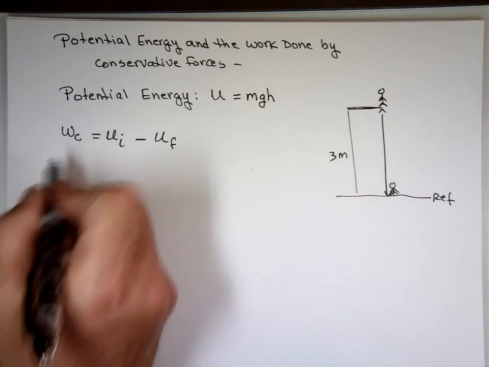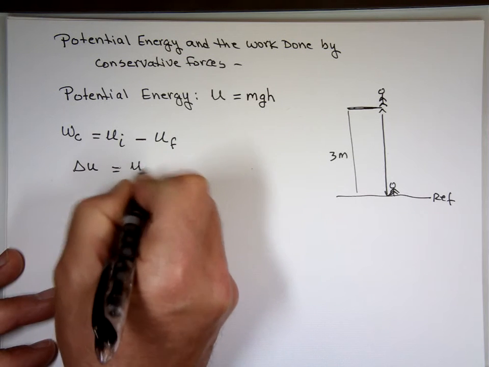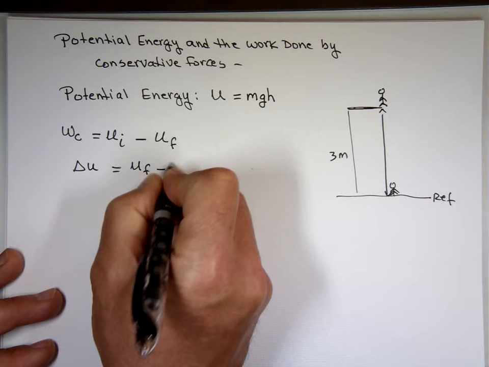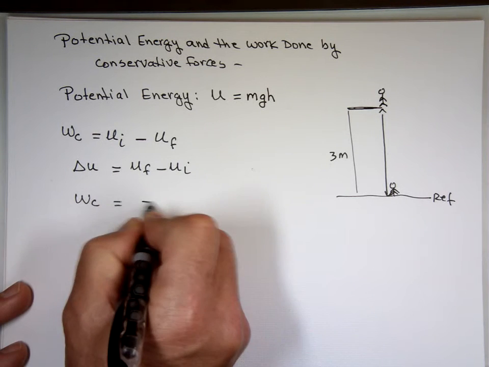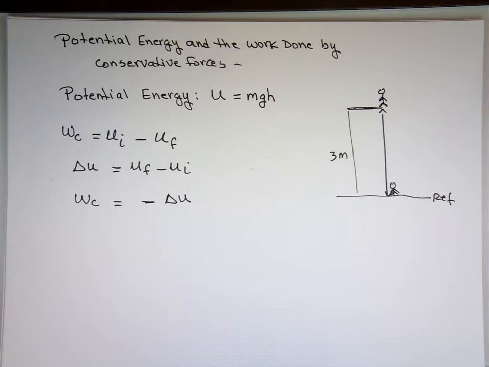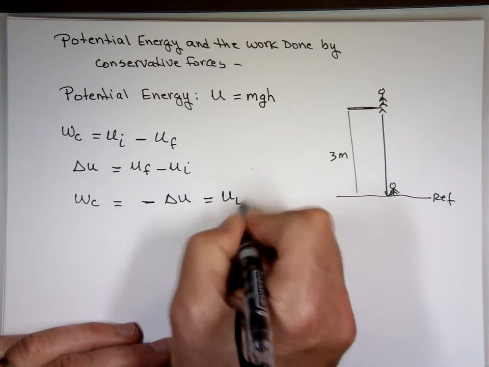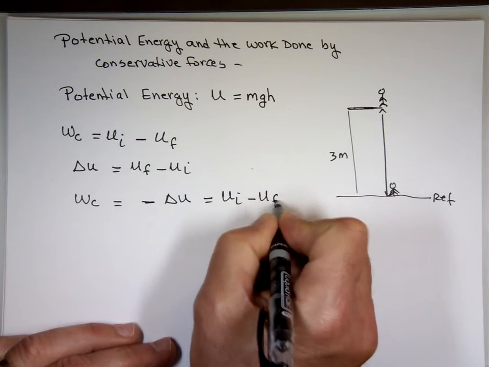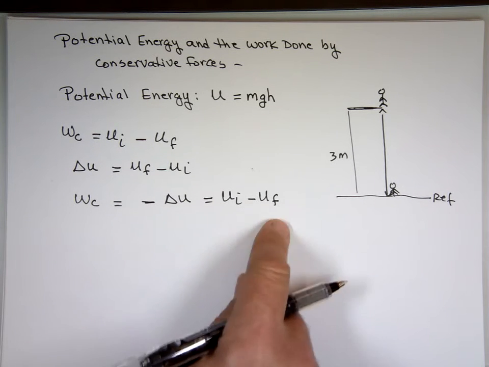Our book defines the change in potential energy as delta U, or final potential minus the initial. So that means the work now can be written as negative delta U. Negative, because it's the initial minus the final, not the final minus the initial. So just remember there's a minus sign to indicate it's the initial minus the final.